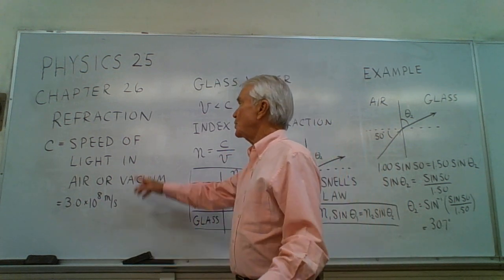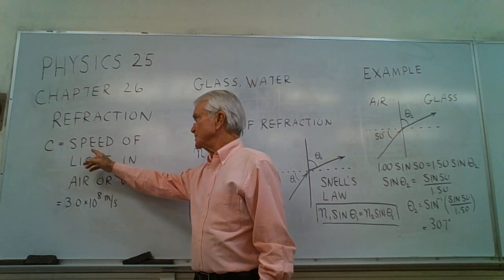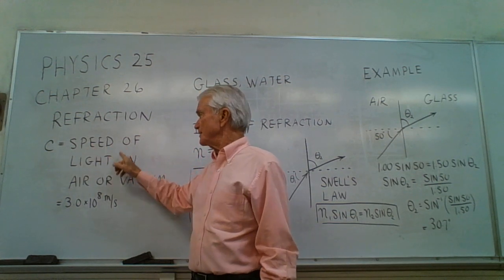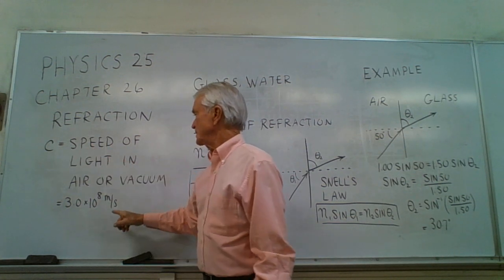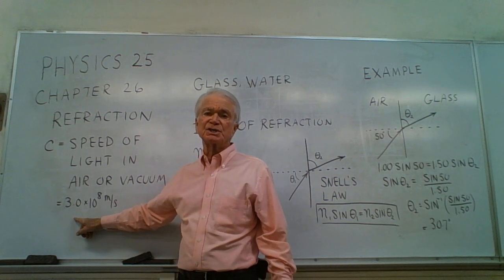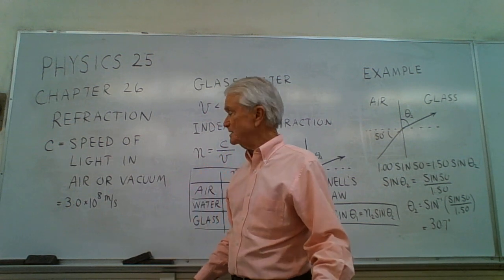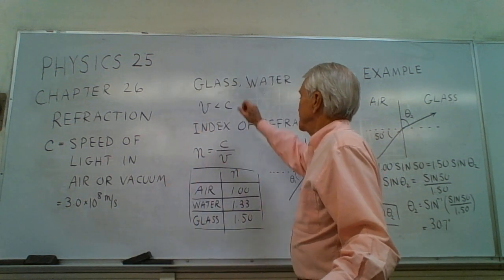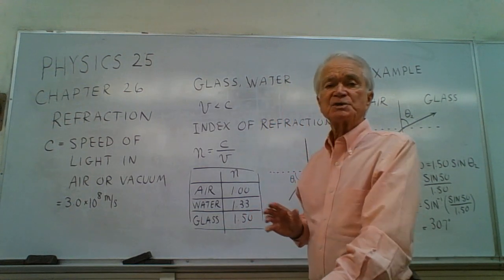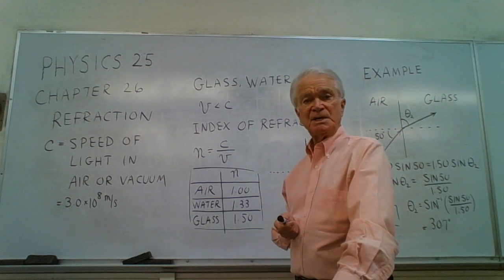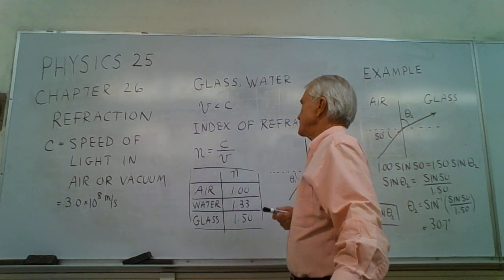Before beginning, I'll point out to you that an important speed to be aware of is the speed of light in a vacuum or air. It's symbolized as c, and it's 300 million meters per second, equivalently 186,000 miles per second, written as 3 times 10 to the 8th. In glass or water or any other transparent medium, the speed of light in that medium is less than the speed of light.